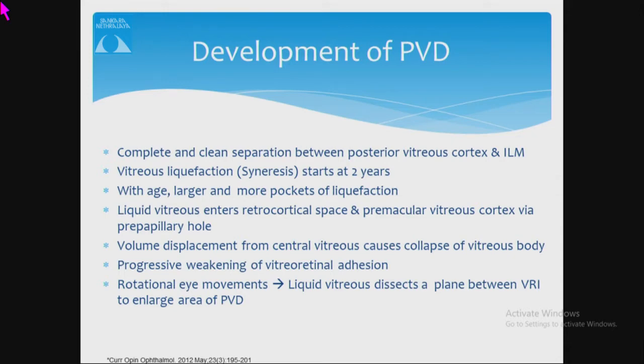Complete PVD is defined as a complete and clean separation between the posterior vitreous cortex and the internal limiting membrane. Vitreous liquefaction starts at the age of 2 years, and with increasing age, larger and more pockets of liquefaction take place. When the liquid vitreous enters the retrocortical space via the prepapillary hole, there is a large volume displacement from the central vitreous, which causes the collapse of the vitreous body and leads to progressive weakening of vitreoretinal adhesion. Rotational eye movements play a dynamic role in increasing the size of the PVD as the liquid vitreous dissects through the plane of the VRI.